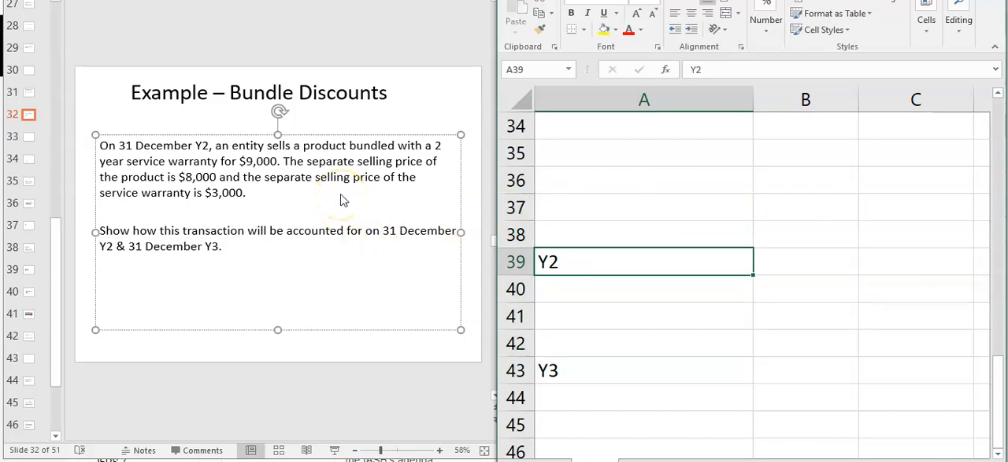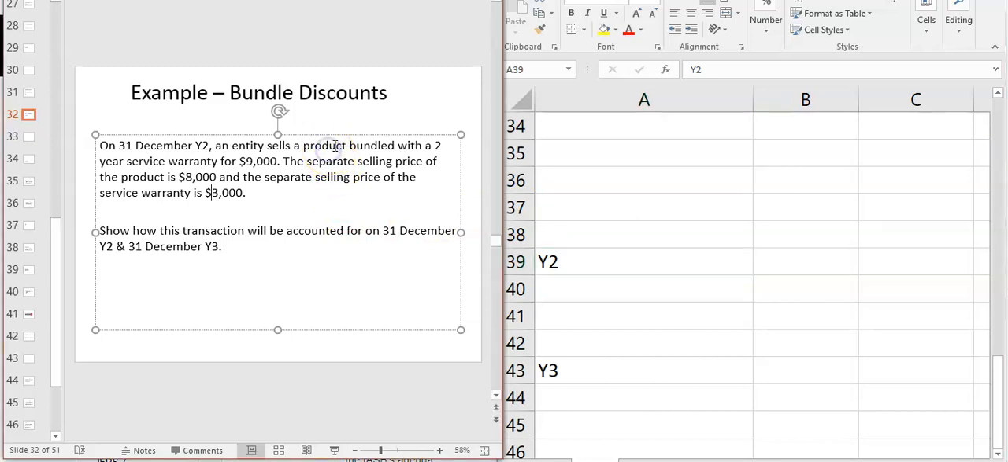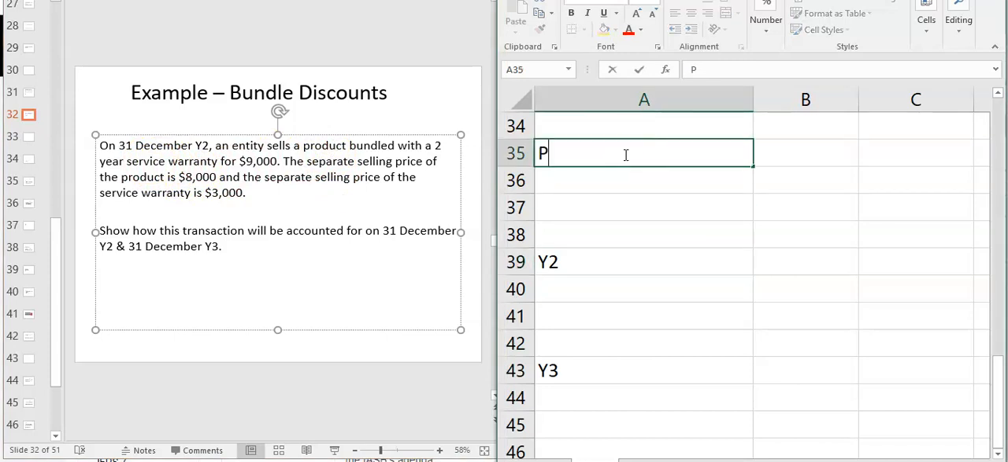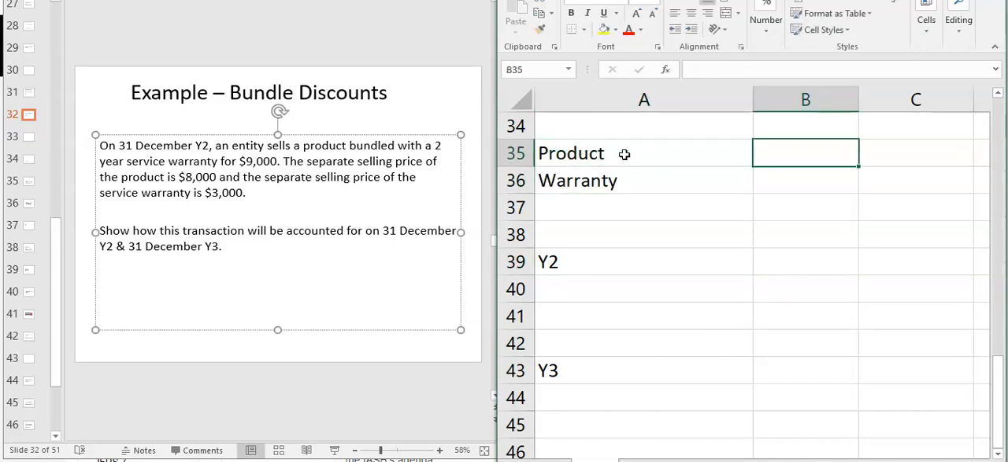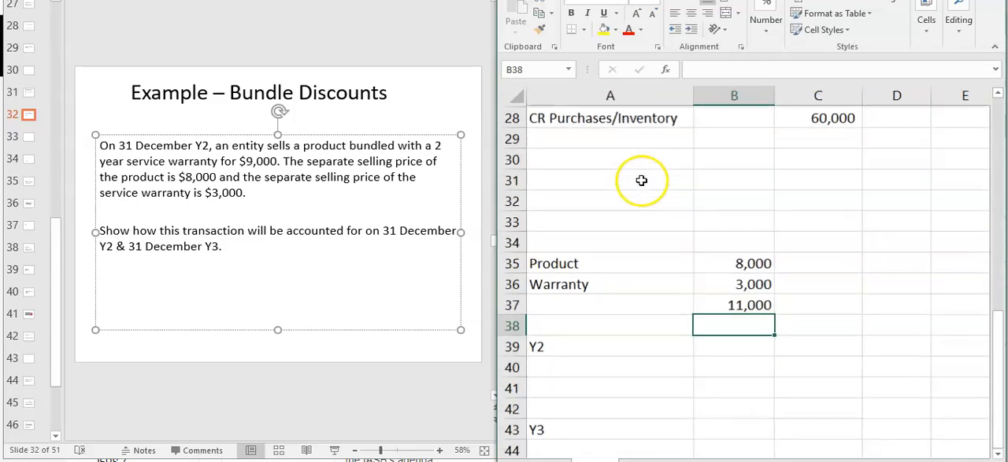Because you can't just take the 9,000 alone. There are 2 separate performance obligations there. One is to sell the product. The other is to offer the service, the warranty. So the product and the warranty are separate, and we need to quantify them separately to account for them separately. So the first thing you do is you look at the standalone selling prices, which are given. So that is 11,000 overall. They are the standalone selling prices.